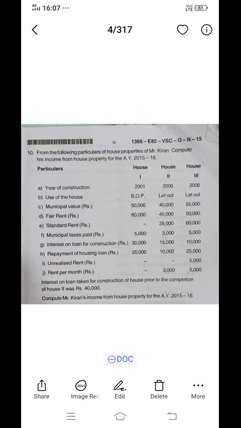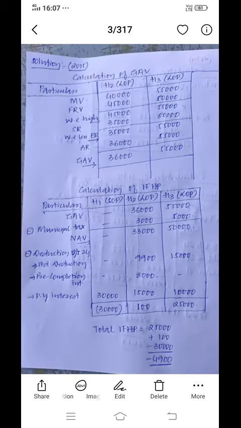It is 40,000. So 40,000 in 5 equal installments, how much will it be? Divide by 5, that is 8,000. See, I have taken pre-completion interest as 8,000 for the second house. For the first and third house, there is no pre-completion interest.